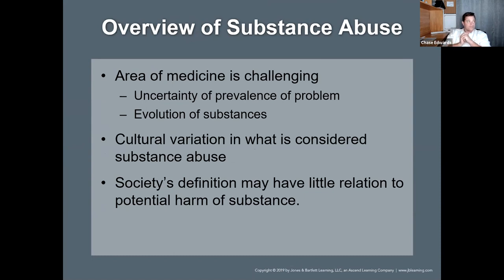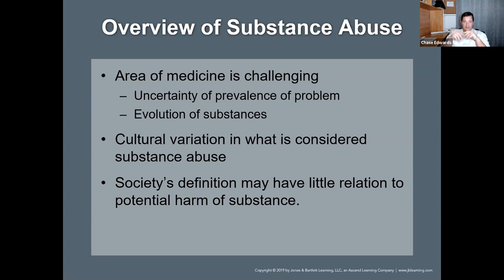All right, so an overview of substance abuse. An area of medicine dealing with drugs of abuse is highly challenging, right? Because there's so much uncertainty about the prevalence of the problem, and the continual evolution of the substances is also an issue.